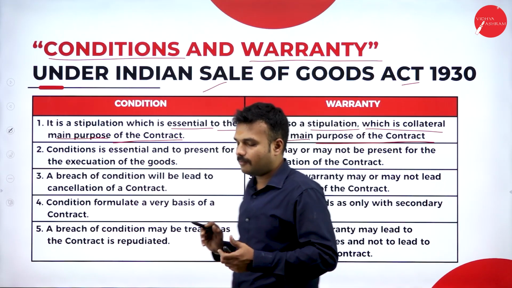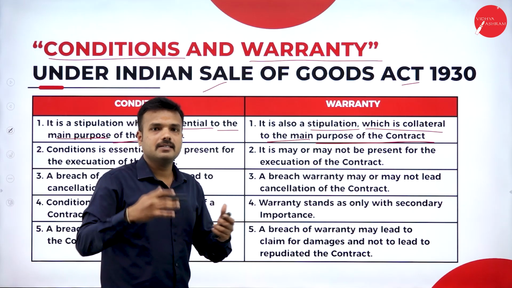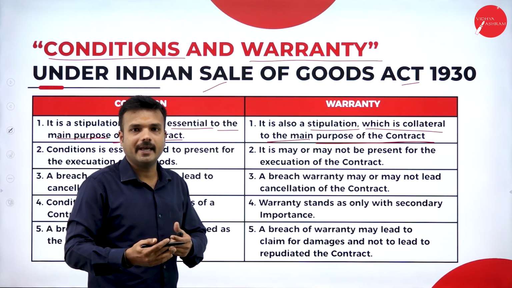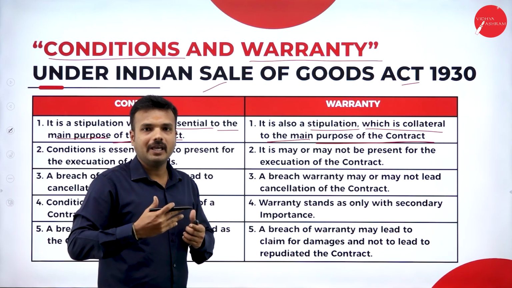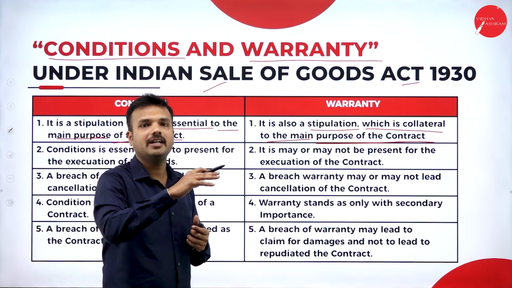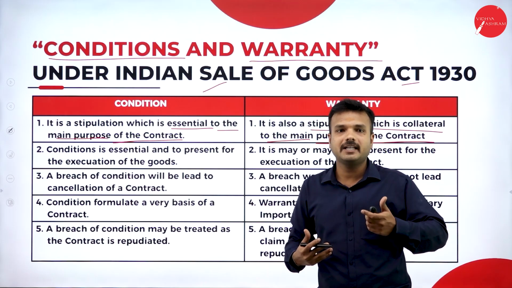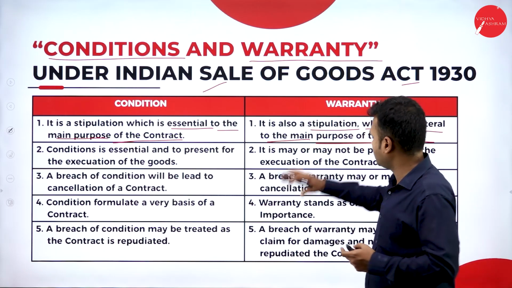This is a stipulation for the main purpose of the contract. For example, what is the main purpose of the contract? The sale of goods is the main purpose of a contract. If he wants to trust me and buy the product, I am going to give him a collateral assurance regarding the quality and durability of the product. If I give him that assurance, definitely he is going to purchase my product.